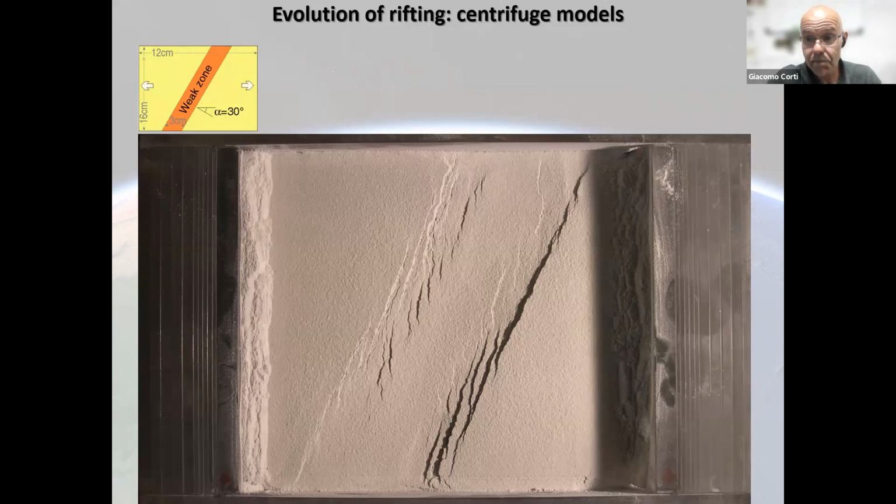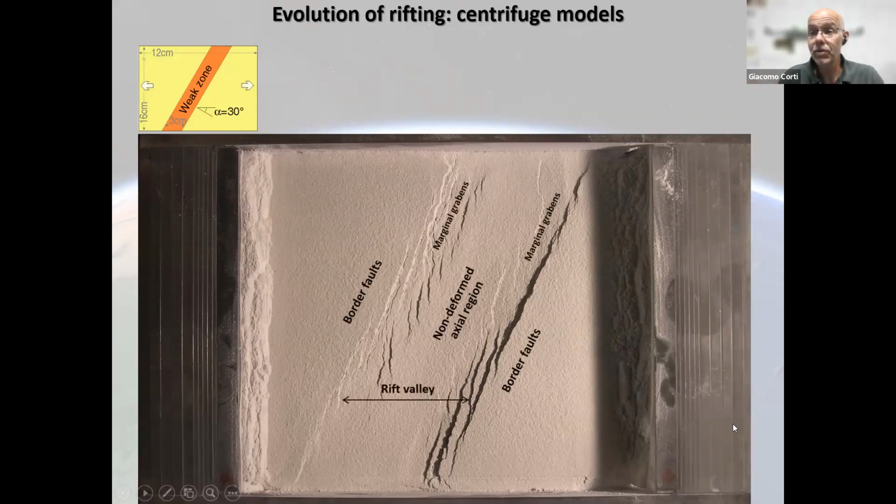But anyway, what is important to note now is that we have this marginal deformation here, with large boundary faults and antithetic faults defining a sort of marginal grabens, but we have no deformation in the axial portion of the model. So we only have deformation at the border faults and at the rift margins.